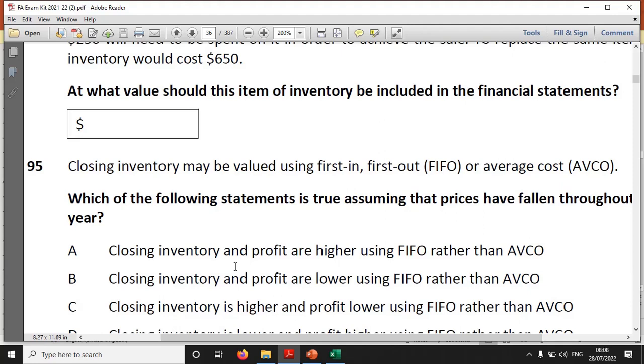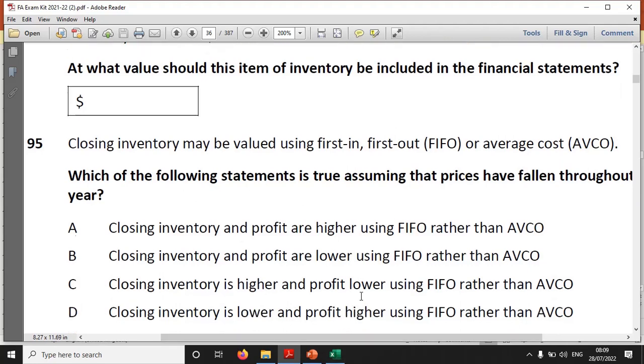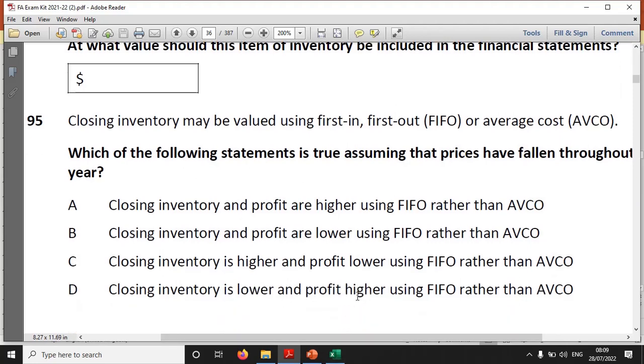In other words, if we start from the normal position, when prices are increasing, FIFO reports the highest value of closing inventory and the highest value of what? Reported profits. Yesterday, we were trying to deal with the same issue, but in this case, since prices are falling, what happens? We do the opposite, right? AVCO is likely to report the highest what? Value of inventory, and therefore the highest value of what? Profit. Let us look at the options and make our best pick.